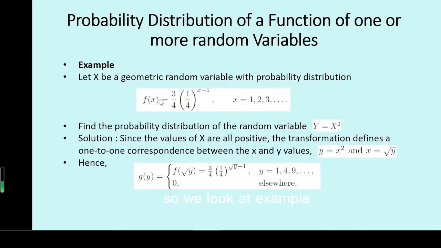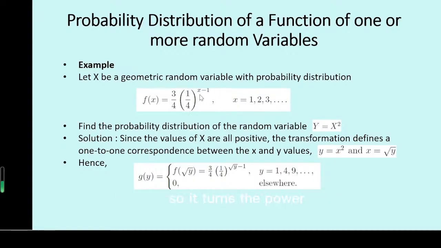So we look at an example. Let X be a geometric random variable with probability distribution. So this is the geometric probability form, the probability of success and the failure. The geometric distribution takes repeated trials with a success rate p, until you get the first success. So x can be 1, 2, 3, 4, because there can be failures. However many trials you take, one is a success, the others are failures.